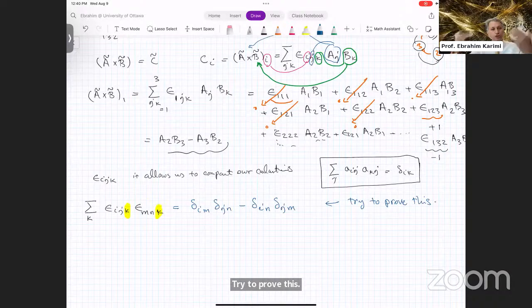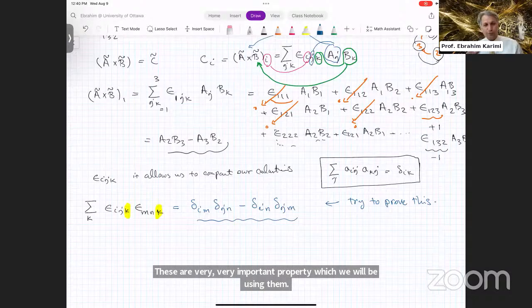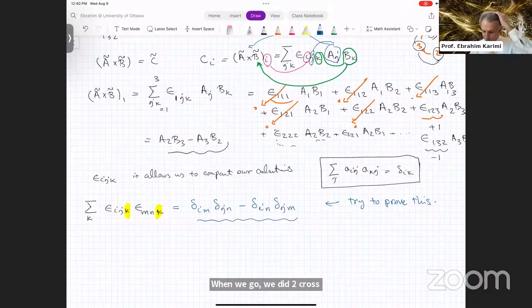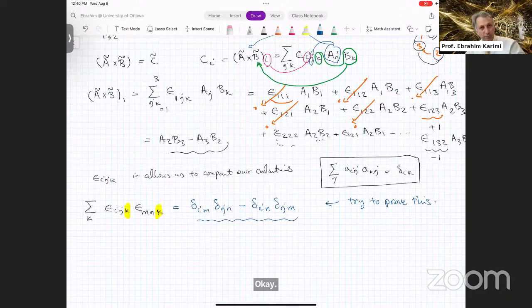What you need to do is just substitute them together. These are very, very important properties, which we will be using when we go with two cross products. When you go with two cross products, you will get amazing results. You can simplify things with this approach. Okay. Lovely. I don't believe that there is any further question.